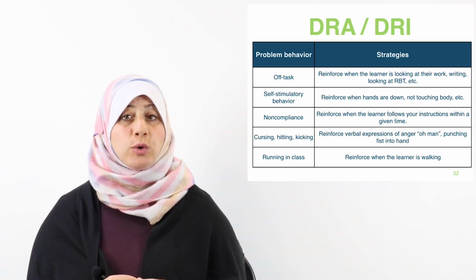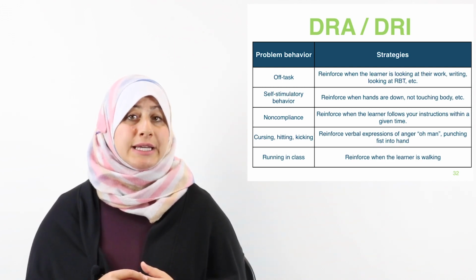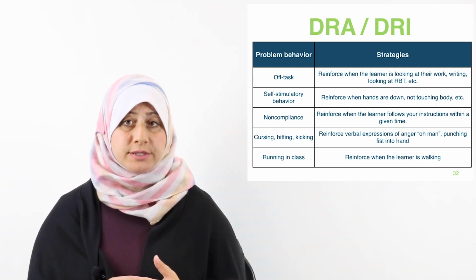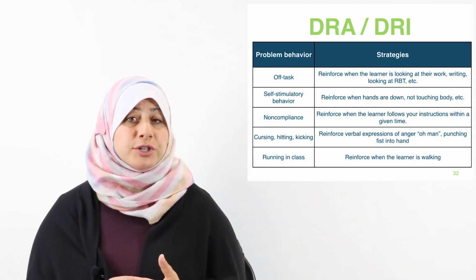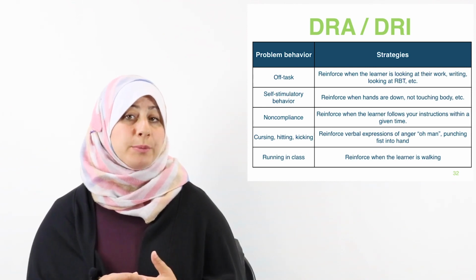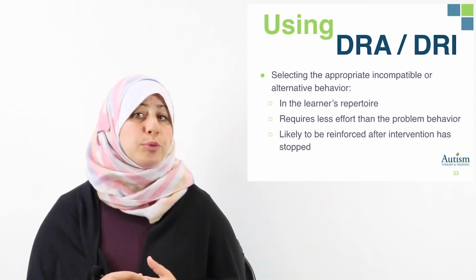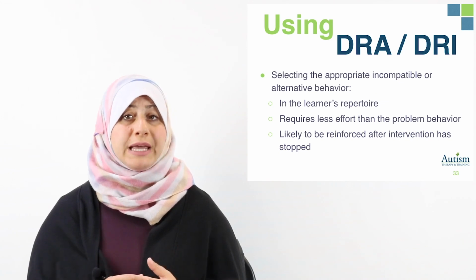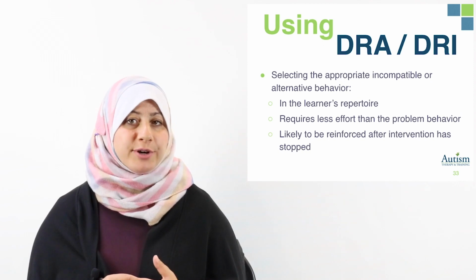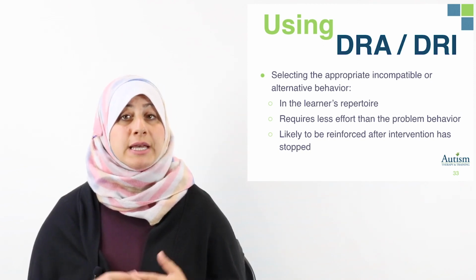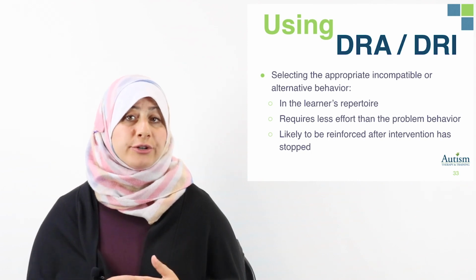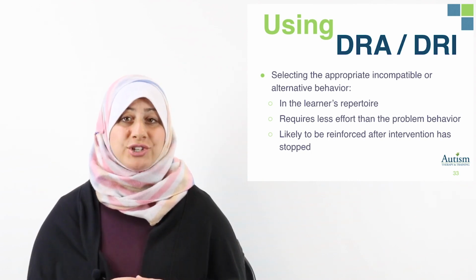In a school setting or a teaching setting, sitting in seat or during circle time, walking in the classroom are all very important skills. So it's a matter of determining whether we're replacing it or teaching the incompatible behavior. Selecting the appropriate incompatible or alternative behavior is important. We can't just pick any behavior. We need to select a behavior that is in the learner's repertoire. If it is not in the learner's repertoire, then we need to teach it.